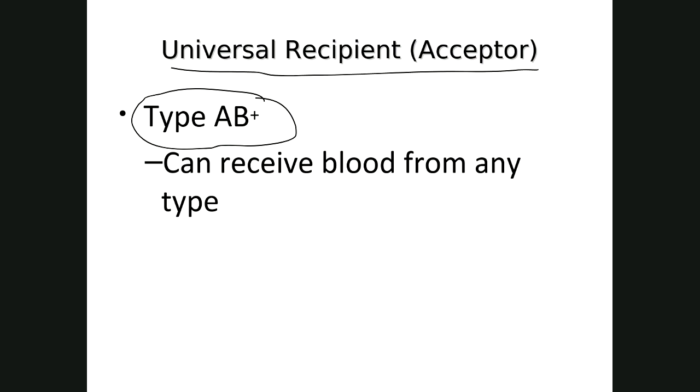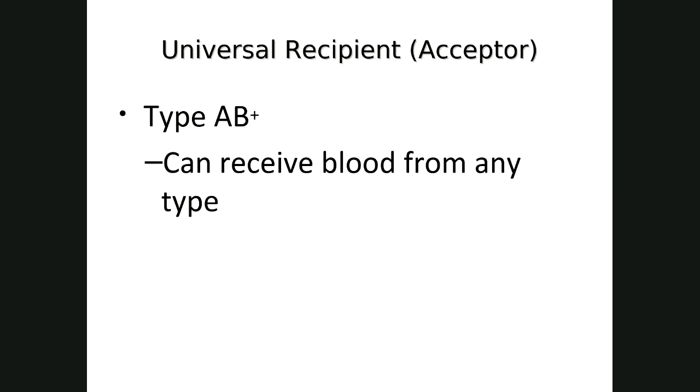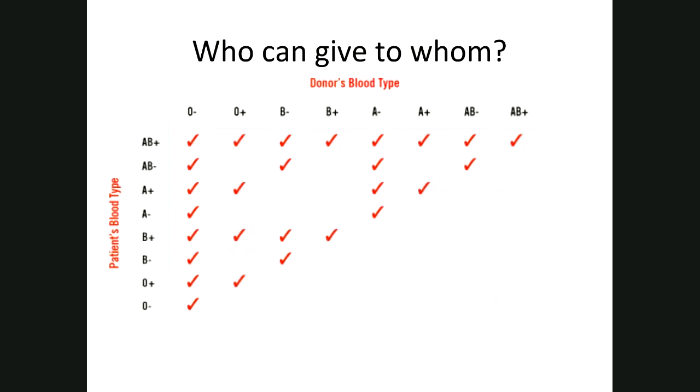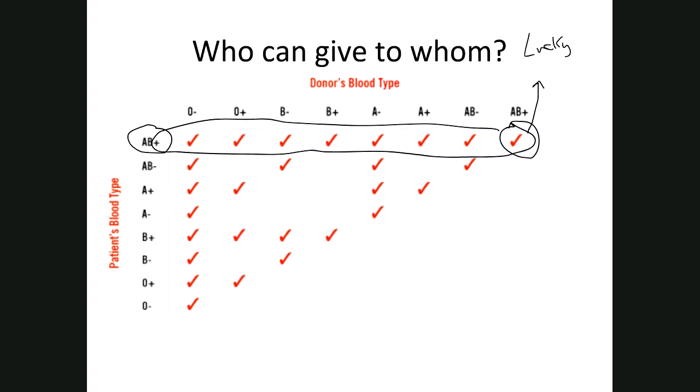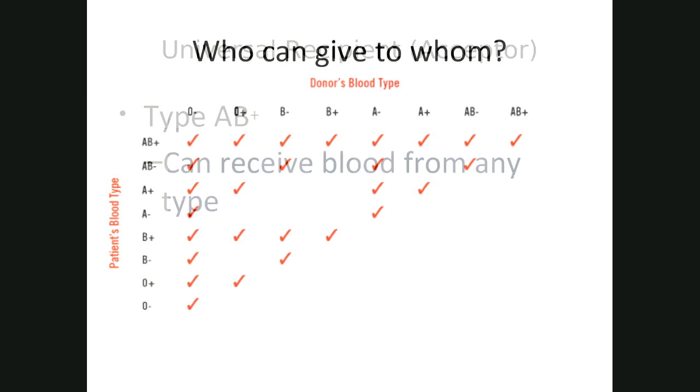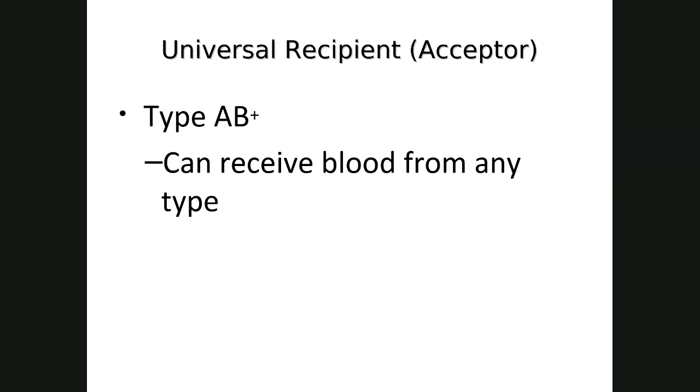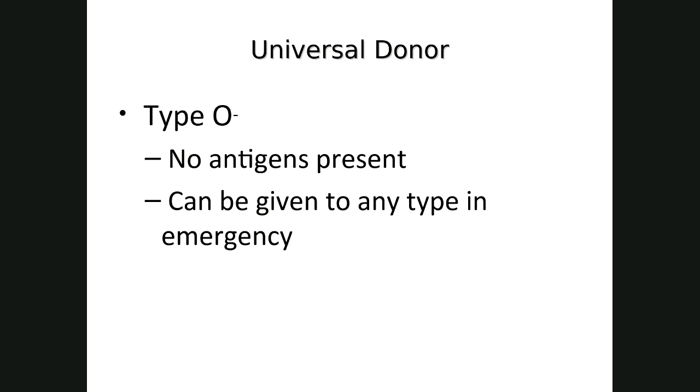But let's go back and look at this. Who can AB positive give to? They can only give to AB positive. So if you're AB positive blood, you are really, really lucky, because you can get blood from anybody, but you can only give blood to AB positive. So nobody cares about your blood. So you have a universal donor and a universal recipient.